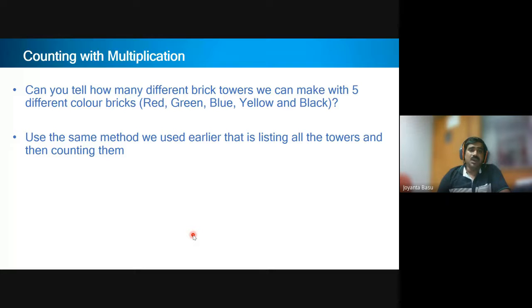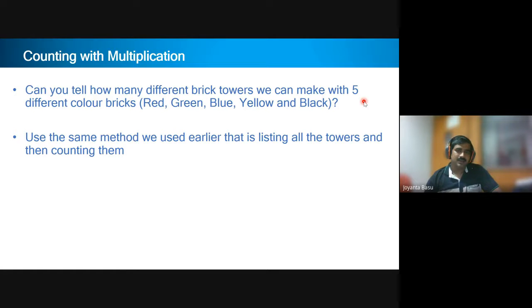Can you tell me how many different brick towers can be made if we have 5 different colors? This is another question: red, green, blue, yellow and black. If I have these 5 colors, how many possible combinations are there? Can anybody try? If I have 5 different colors of bricks, how many combinations of bricks are possible?